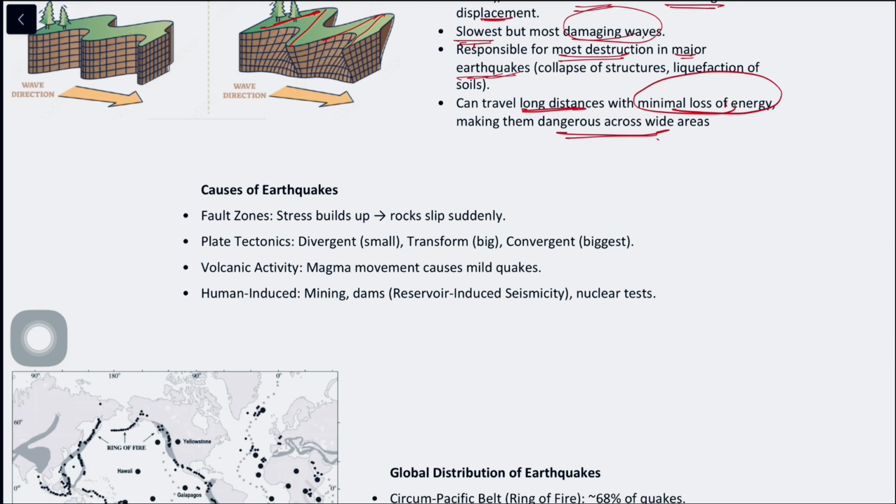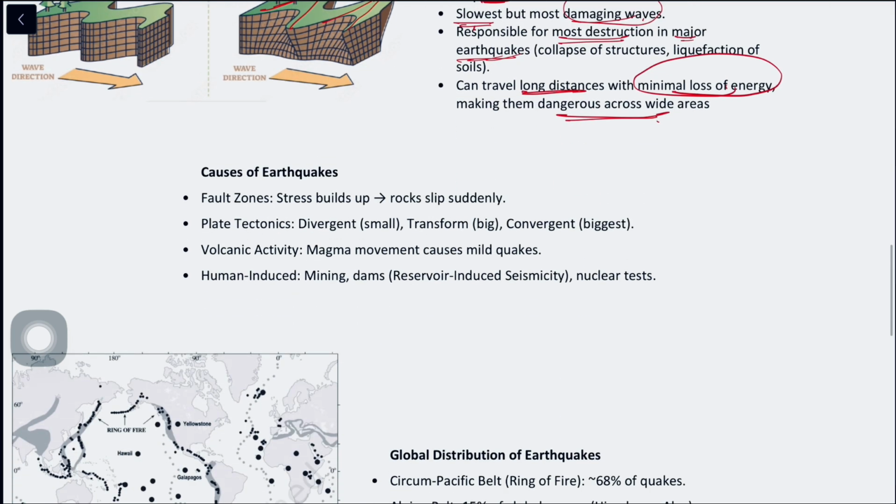So till now we have discussed the earthquakes, and now we will discuss the reasons for the earthquakes. What are the causes for the earthquakes? So number one is the fault zones. Fault zones means when two rocks are in contact with each other, this contact layer is called the fault zone. So when the frictional force between these two rocks is sufficient, the rocks will stay together.